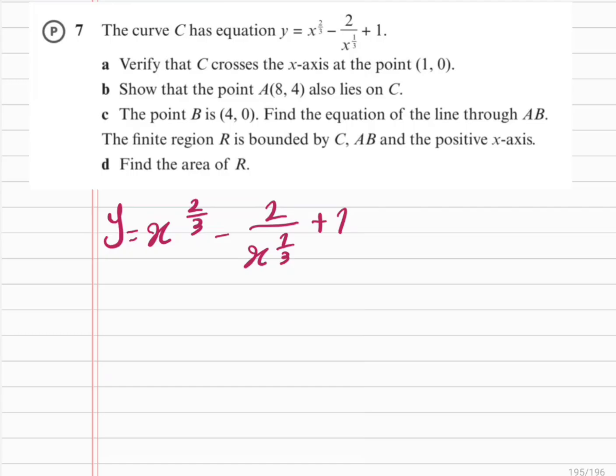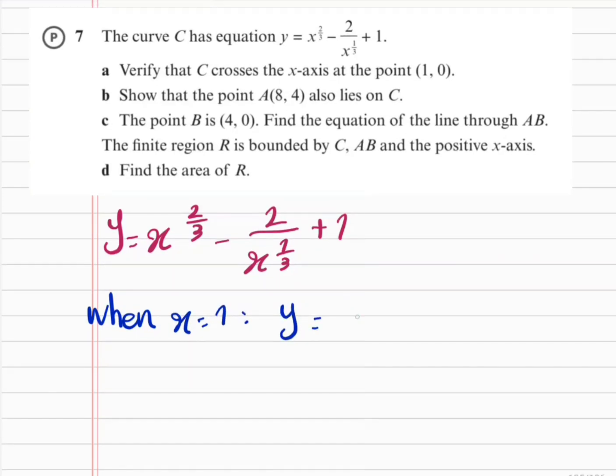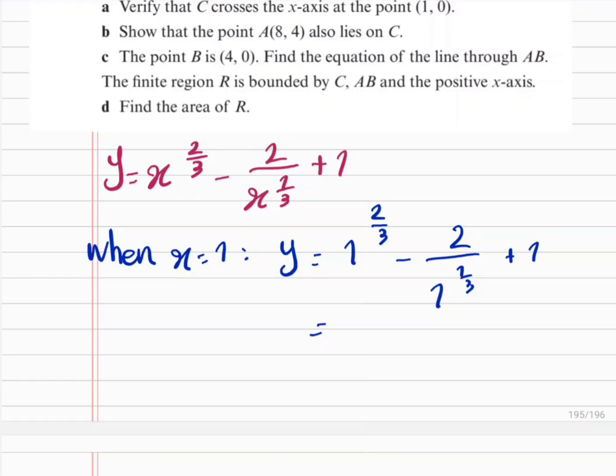So for part A, we just need to substitute the x coordinate of 1 into the equation. And if we get the y coordinate as 0, then we have verified that. So we substitute x is equal to 1 into the equation. Then we have 1 to the power of 2 over 3 minus 2 over 1 to the power of a third plus 1. And this is equal to 1 minus 2 plus 1, which is equal to 0. So therefore, it's verified. So (1, 0) lies on C.